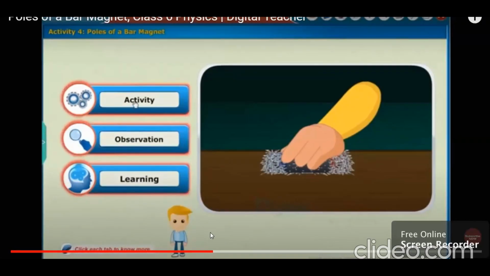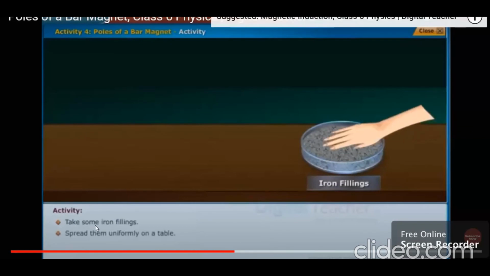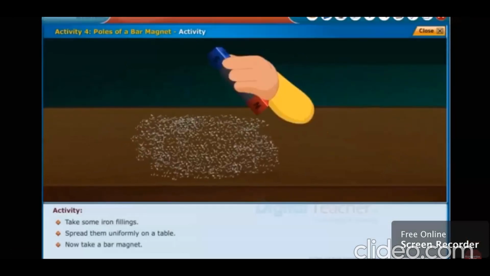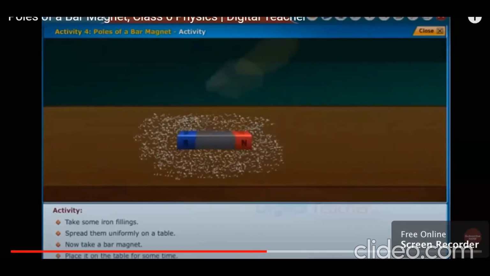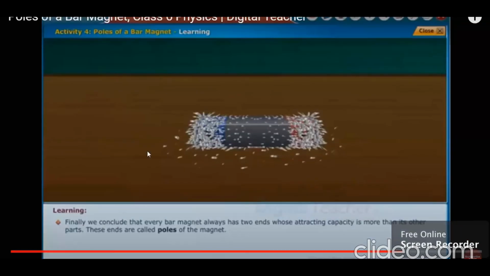Perform a simple activity to show that the strength of a bar magnet is maximum near the poles. Take some iron filings, spread them uniformly on the table and take a bar magnet. Place the bar magnet near the iron filings. We will observe that most of the iron filings get attracted towards the ends of the bar magnet, and these ends are called the poles of the magnet. So we conclude that the bar magnet has two ends, called poles, having maximum strength.